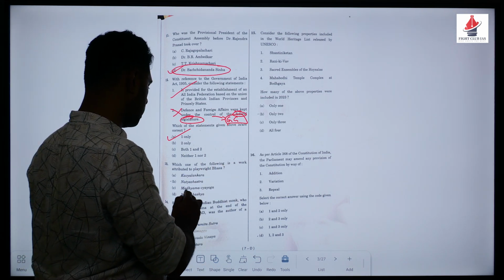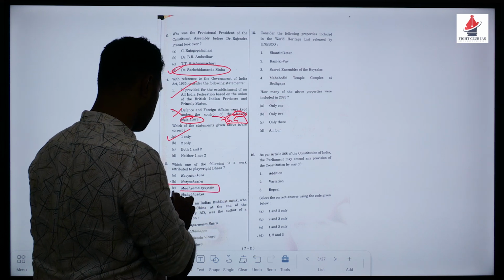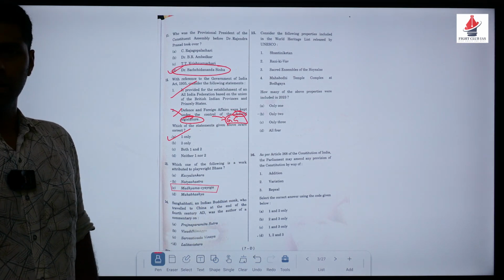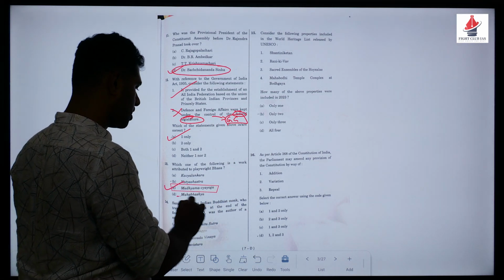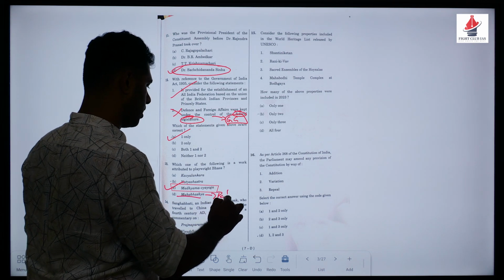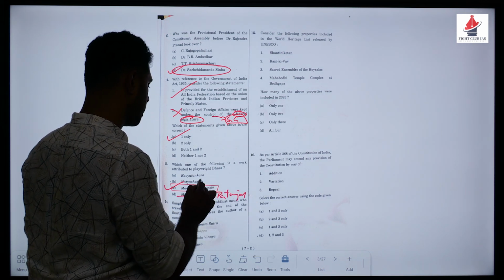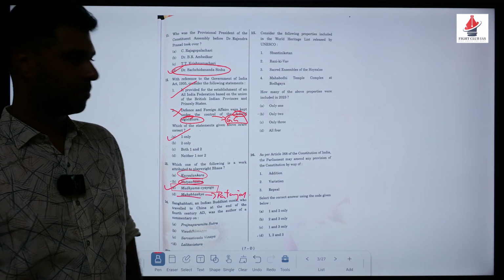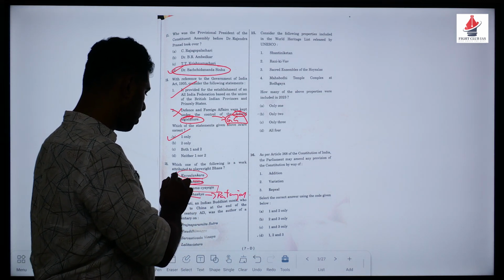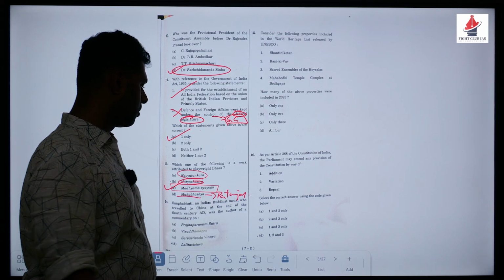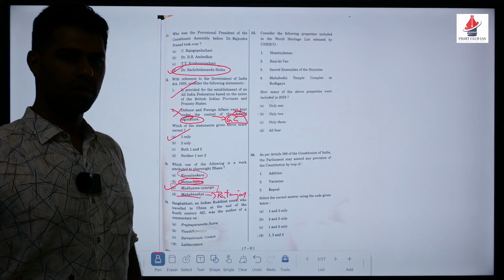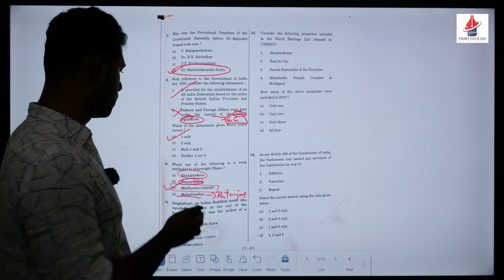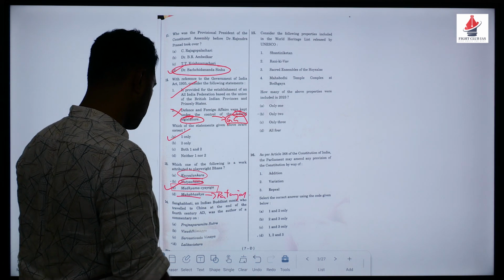Moving on to the 13th one, which one of the following is a work attributed to the playwright Bhasa? It is Madhyama Vyayoga, right? Mahabhashya is Patanjali's, Natya Shastra is Bharata Muni, Kavyalankara is Bhamaha. So it's not A, B and D, it's C, Madhyama Vyayoga. It was a work based on the Mahabharata, which was written by the playwright Bhasa.